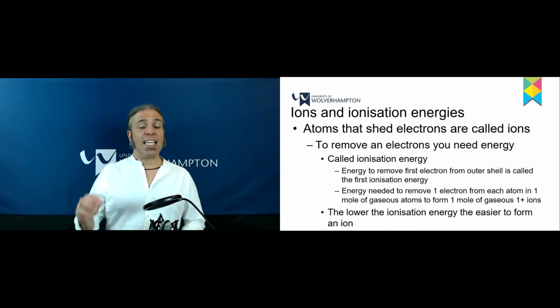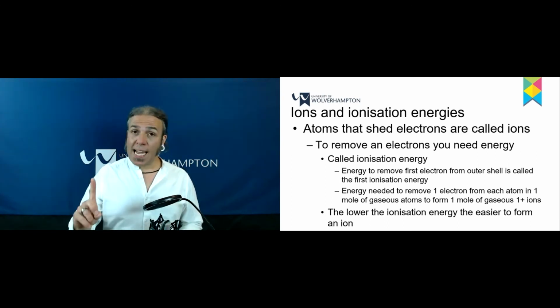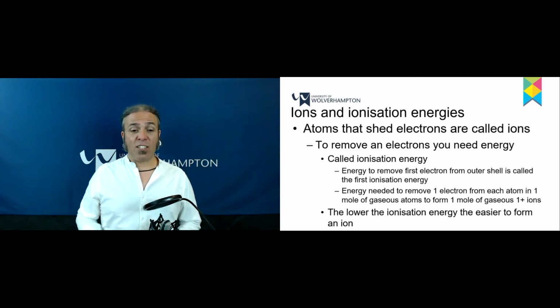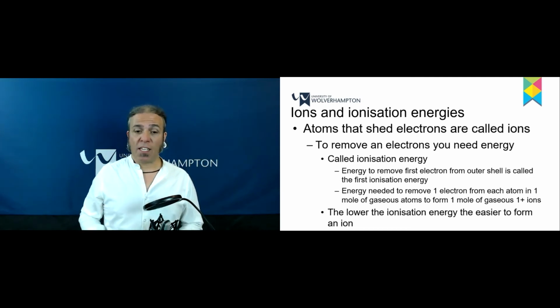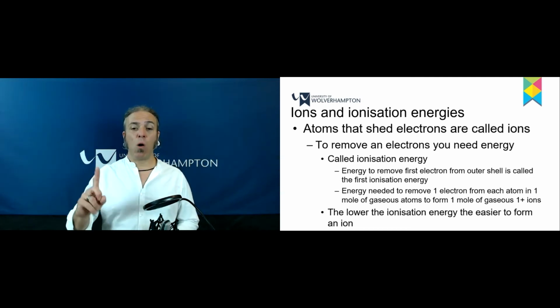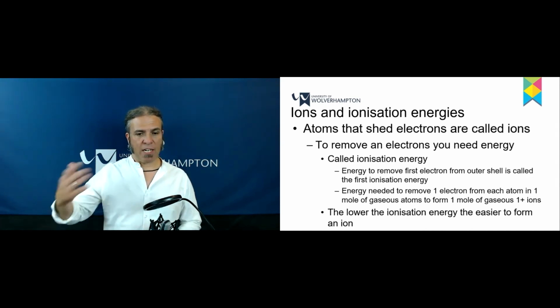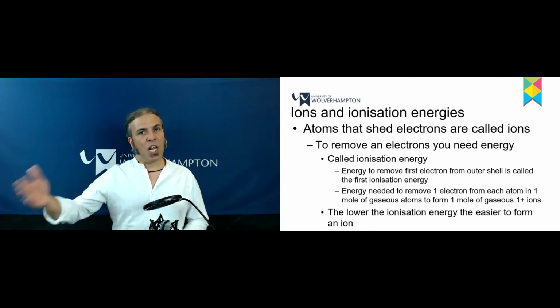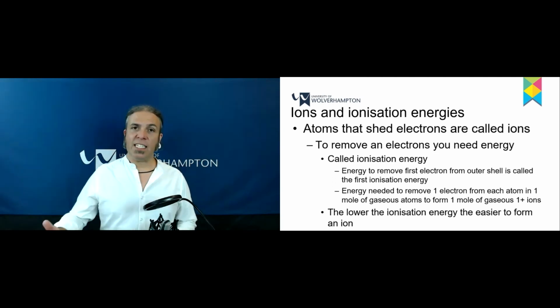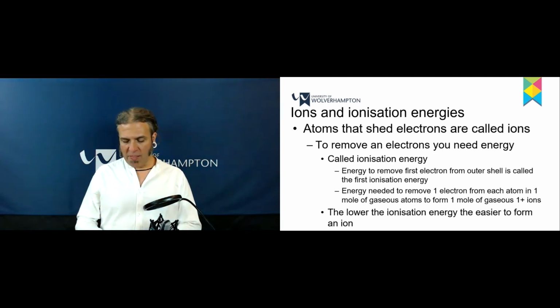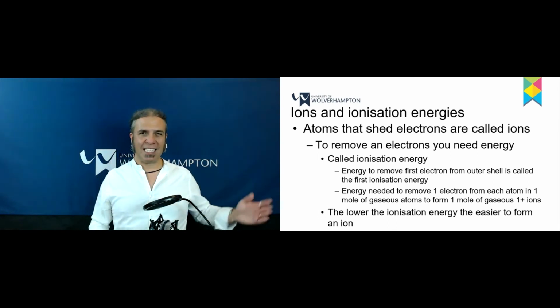It is the energy needed to remove one electron from each atom in 1 mole of gaseous atoms to form 1 mole of gaseous ions. You can see that there. We'll have a little reminder of that in a minute. And the lower the ionisation energy, the easier it is to form an ion. And there's a variety of different things that influence that.